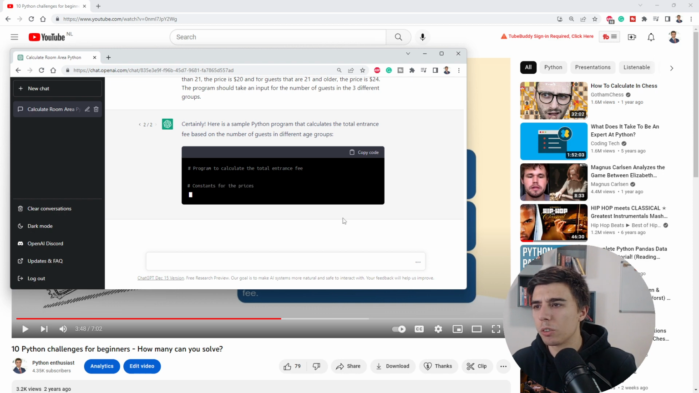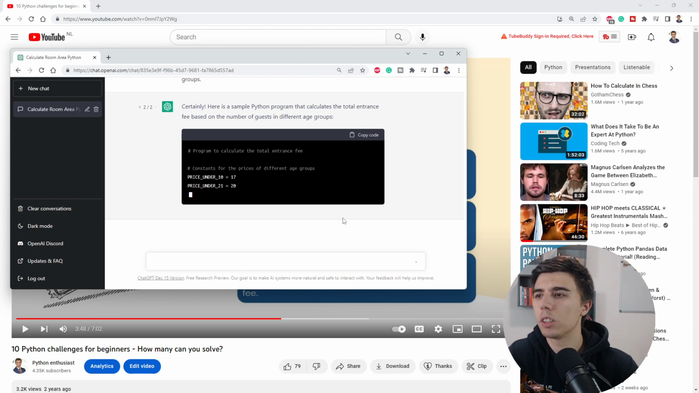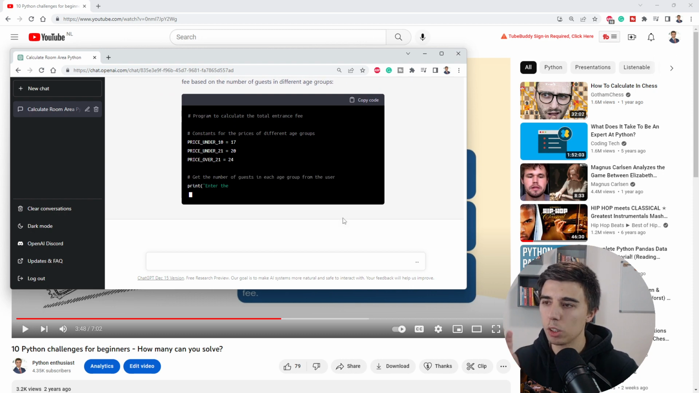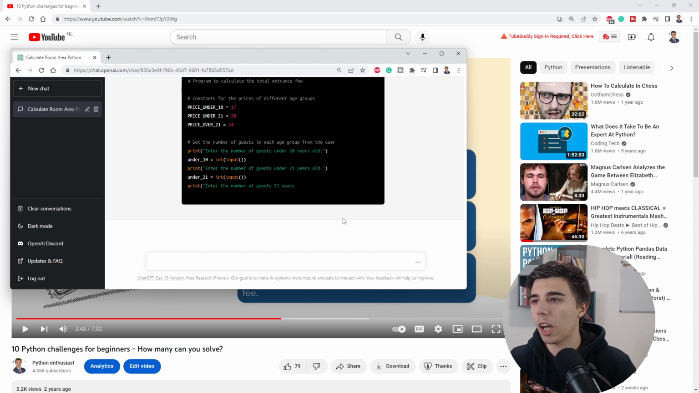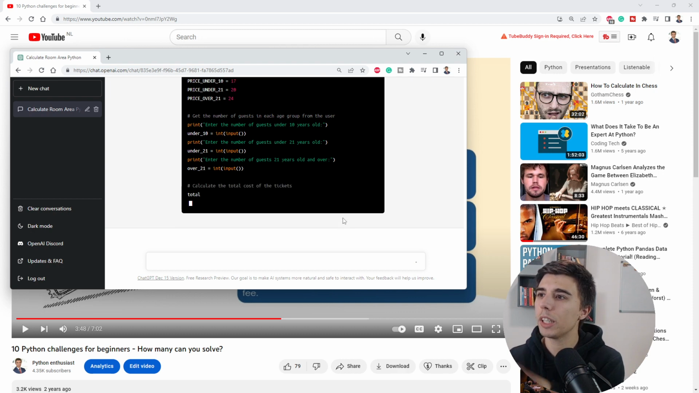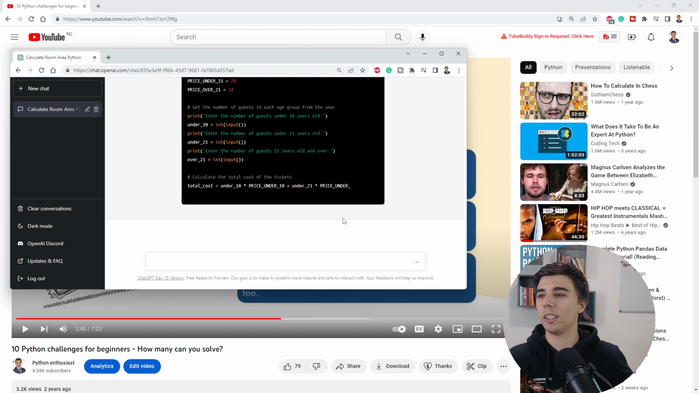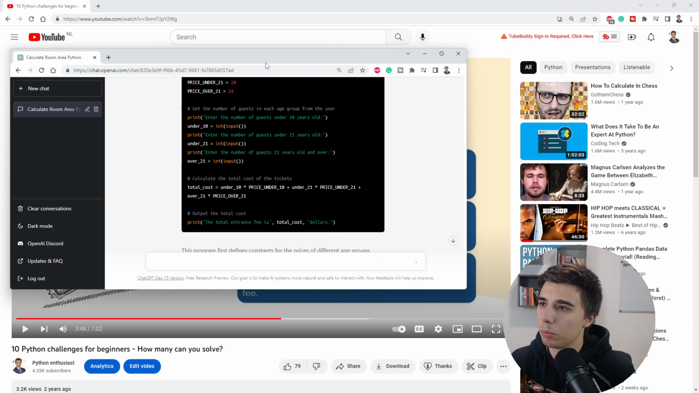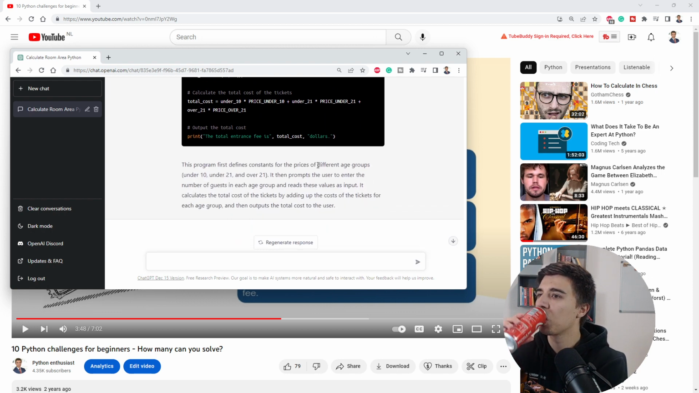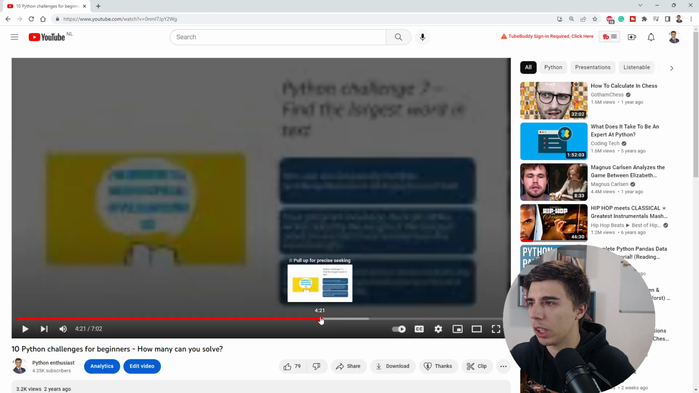So the logic here is, of course, quite simple, and it does a very good job in structuring. Again, we have these fixed prices at the beginning, very important and also easy to modify. The only thing I would change is I would structure the input number of guests under 10, number of guests between, for example, 10 and 20, and then 21 or over. Because otherwise, if we just have the input based on the age, we are definitely double counting. But other than that, it looks quite nice. The structure is quite nice. It's not that difficult to follow. So definitely a useful tool that can be used.